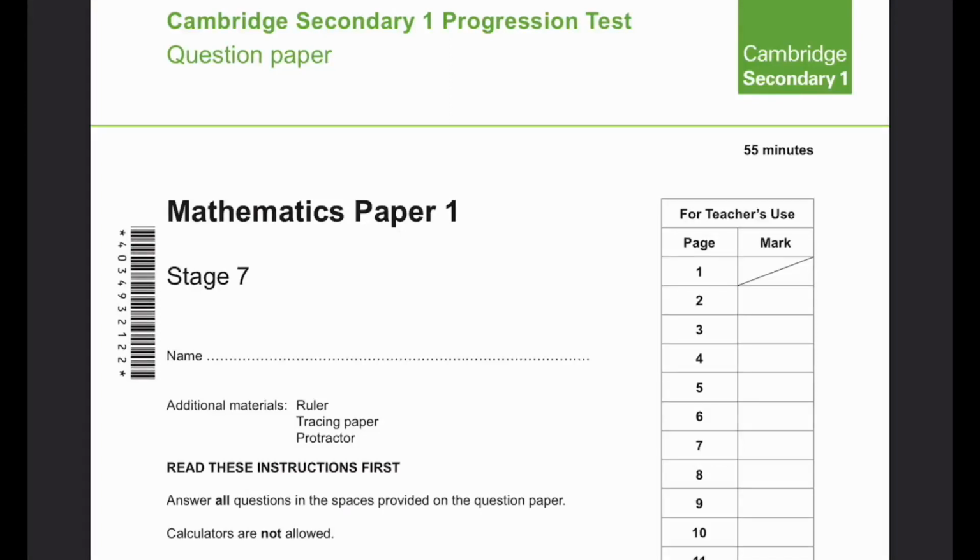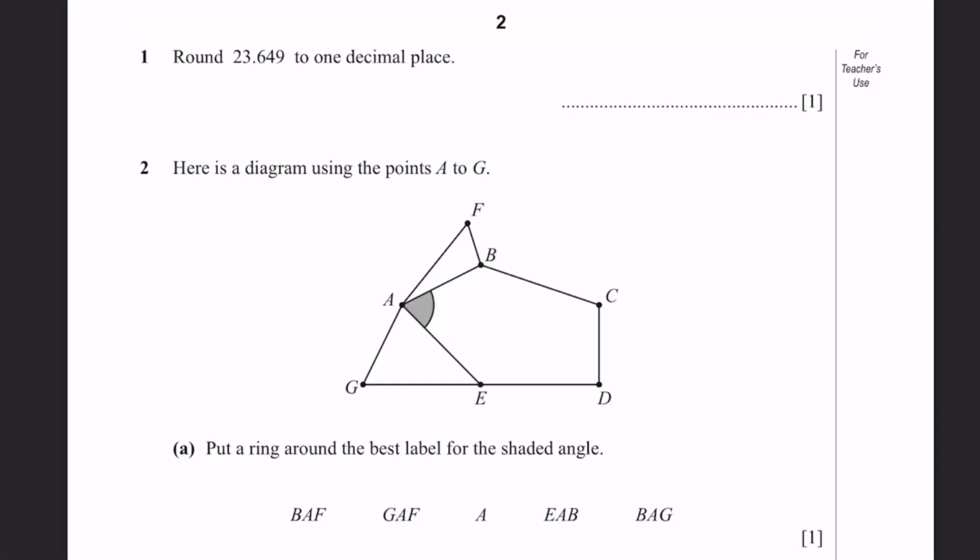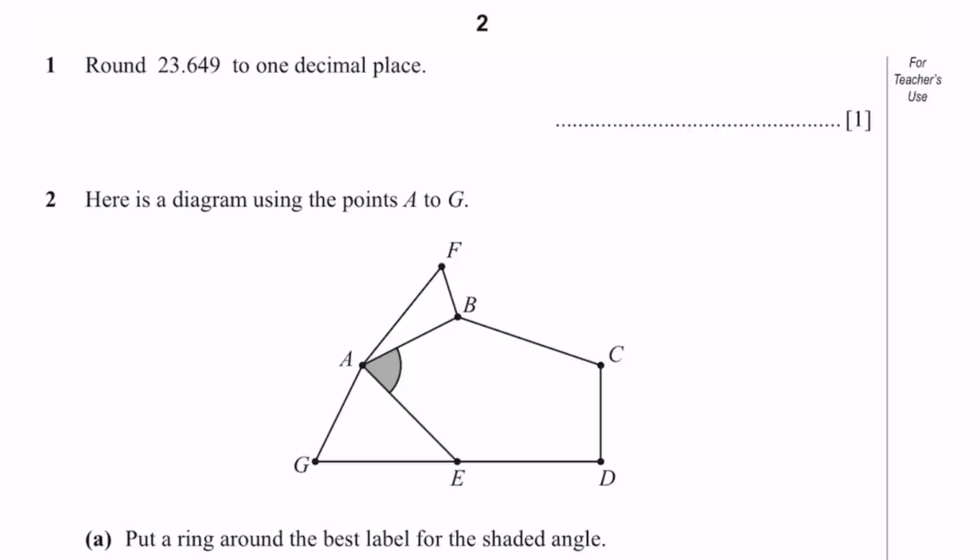This time we're going to be doing the Cambridge Secondary 1 Progression Test for Mathematics, Paper 1, Stage 7. Calculators are not allowed. Question 1. Round 23.649 to one decimal place. This is very easy because 4 is less than 5. We don't add 1 to 6. So that means the answer is 23.6.